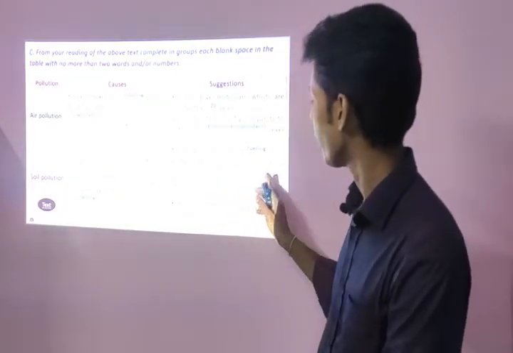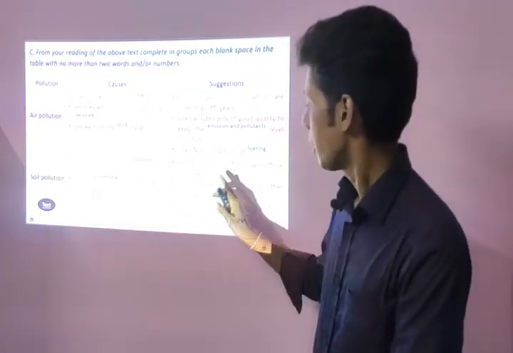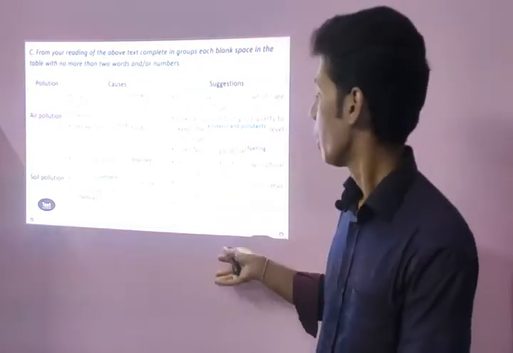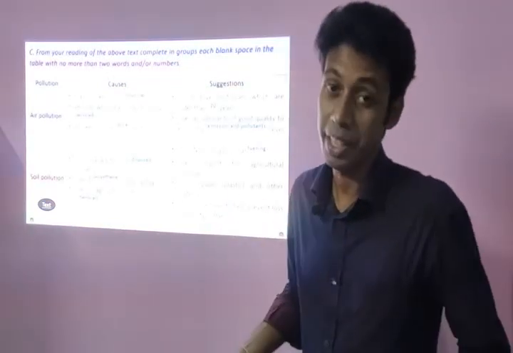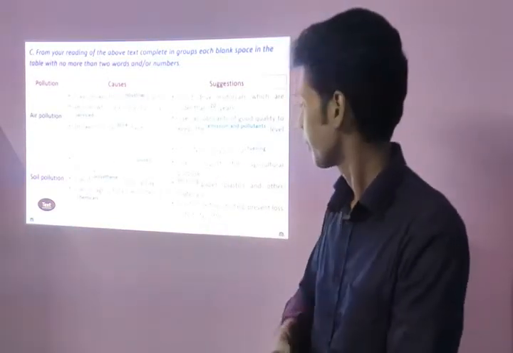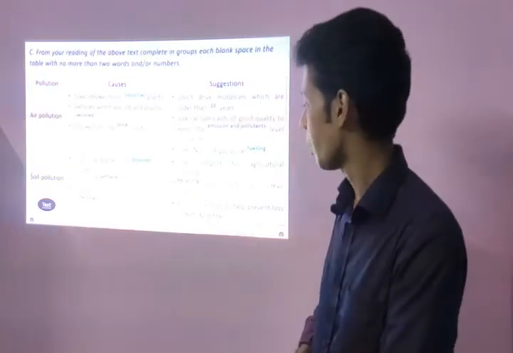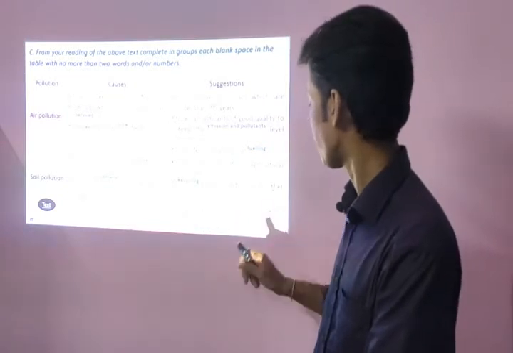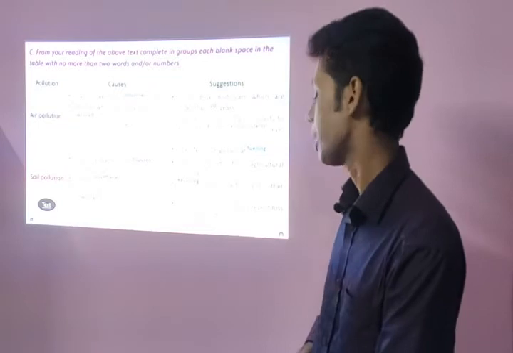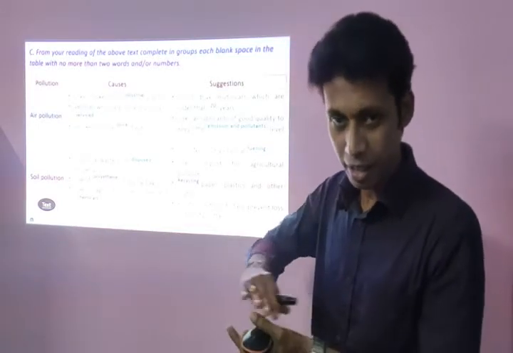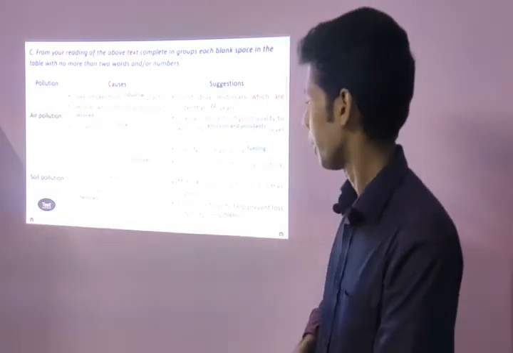Okay, suggestion: use compost for agricultural purposes. Okay, one here is done for you. Okay, second, dash paper, plastics and other materials, that is very easy, recycling. Recycling paper, plastics and other materials. Please note it down. Plant more trees to help prevent loss of fertility in the topsoil. Okay, dear students, very nice.